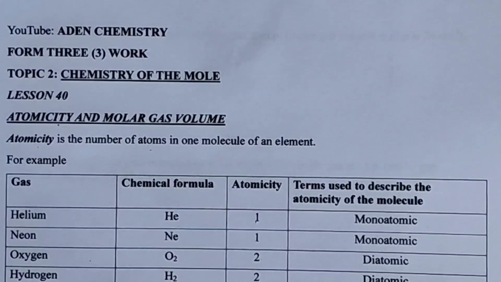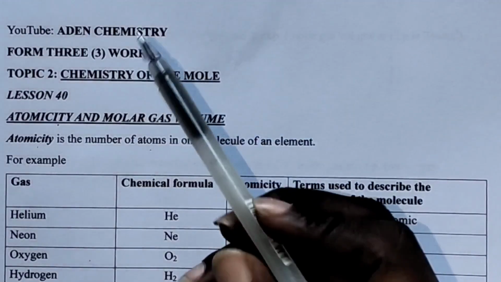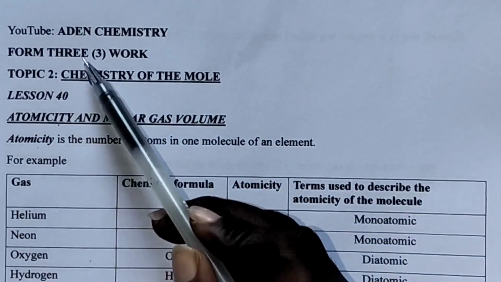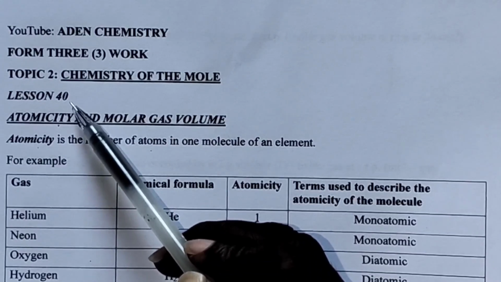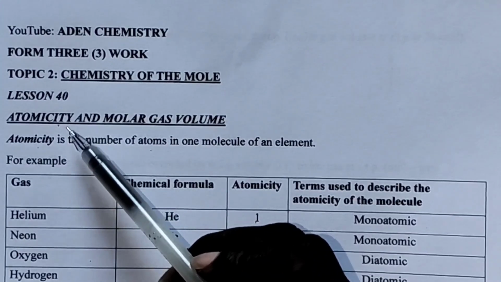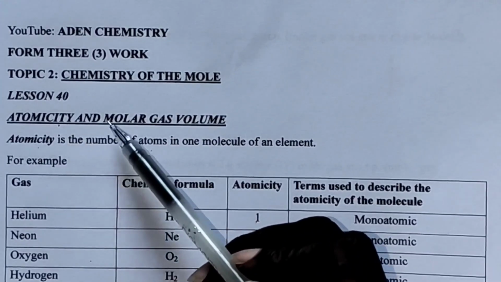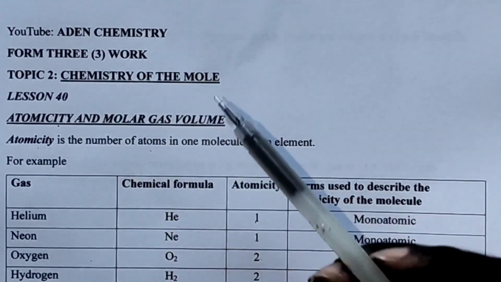Hello students, welcome. Previously, in lesson 39, Form 3, Topic 2, we were dealing with the third, the fourth, and the fifth aim of redox titration. So today, lesson 40, we want to proceed to atomicity and molar gas volume. Let us start with atomicity.